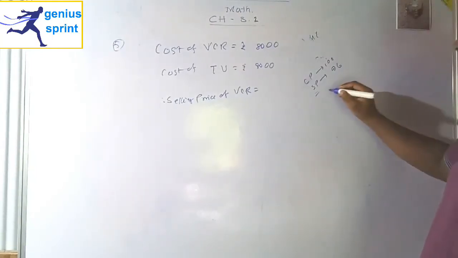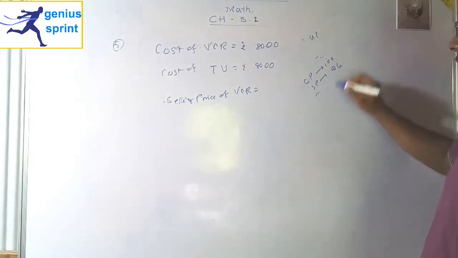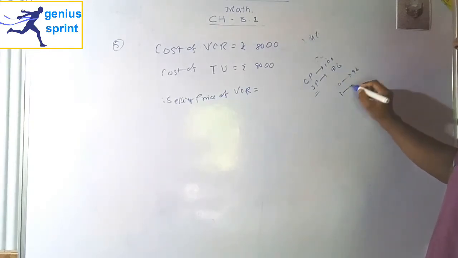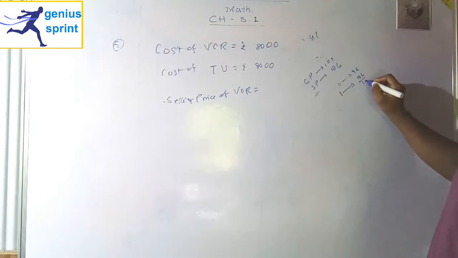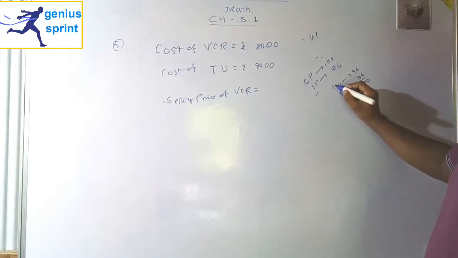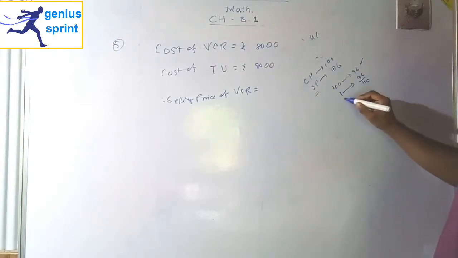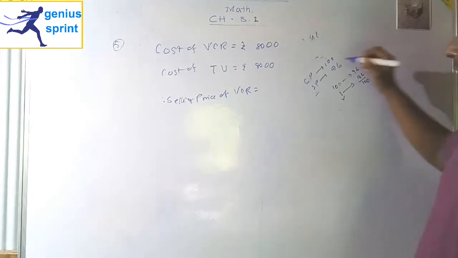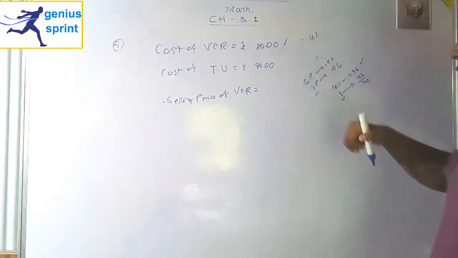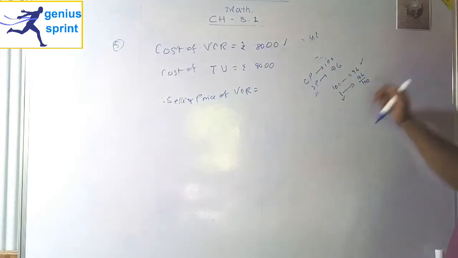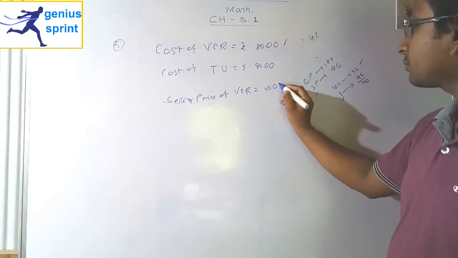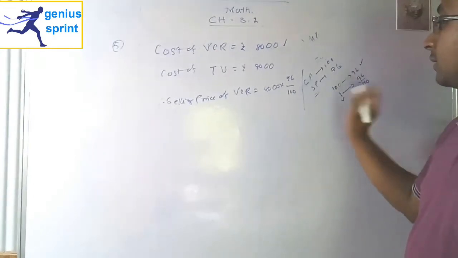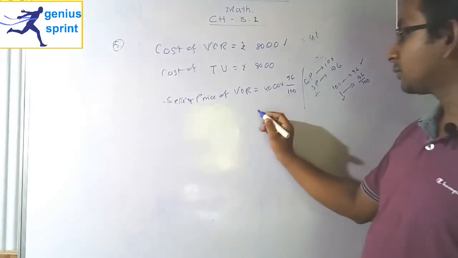Okay, so if CP is 100, then SP is 96. If CP is 1, then SP should be 96 upon 100. Then if CP is rupees 8,000, what would this SP be? So SP should be 8,000 into 96 upon 100. Then he will get the actual selling price of this VCR.